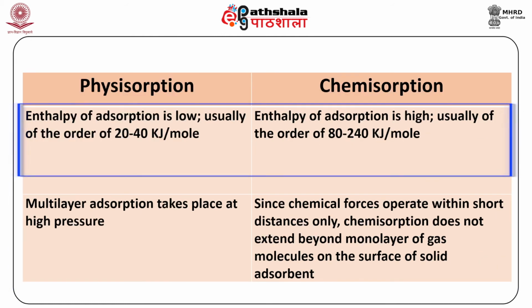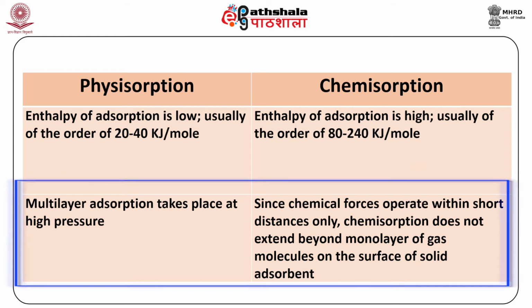Number 6. In Physisorption, the enthalpy of adsorption is low, usually of the order of 20 to 40 kilojoules per mole, whereas in chemisorption, the enthalpy of adsorption is high, usually of the order of 80 to 240 kilojoules per mole. Number 7. Multilayer adsorption takes place at high pressure in case of Physisorption, whereas in chemisorption, since chemical forces operate over short distances only, chemisorption does not extend beyond a monolayer of gas molecules on the surface of the solid adsorbent.